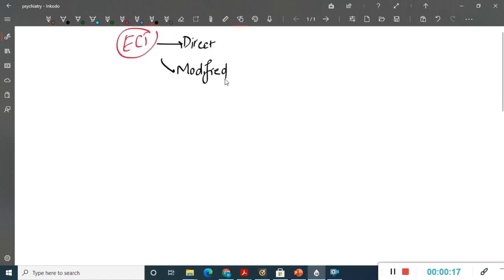Friends, welcome to a new topic today. In this chapter, let us learn about the first important thing, which is electroconvulsive therapy. In electroconvulsive therapy we have two types: one is direct, and the second is modified electroconvulsive therapy. The modified type is mainly done under general anesthesia.